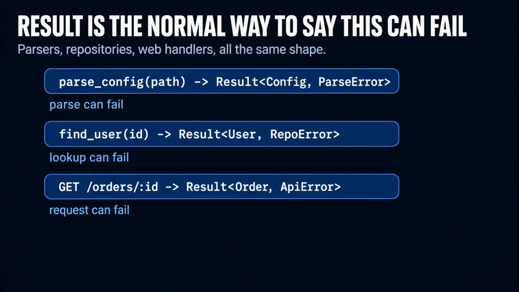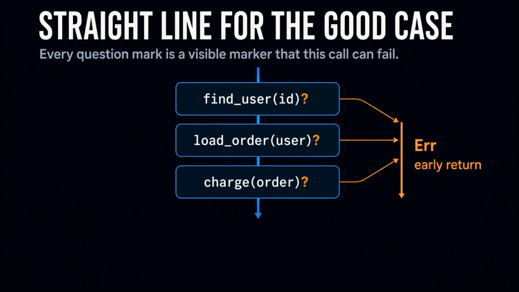A function that can fail says so in the type, and the caller has to handle it before reading the value. If every fallible call required a full match, Rust would be correct, but exhausting. The question mark operator keeps the model usable.